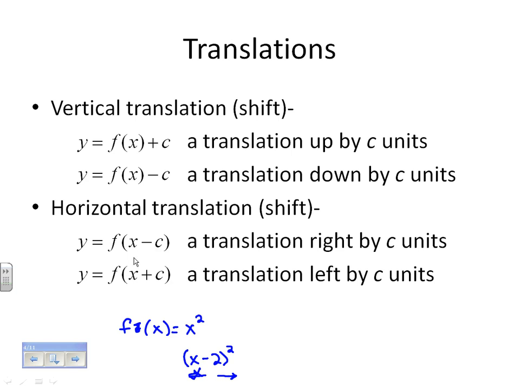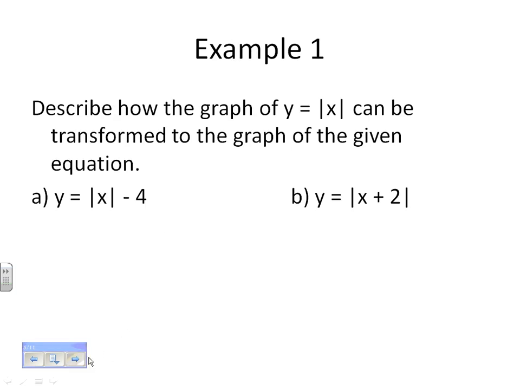All right, so let's look at an example where we're trying to translate. This example says, describe how the graph of y equals the absolute value of x can be transformed to the graph of the given equation. So we just need to say, basically from the previous slide, what is going on here. This is my function. This right here is my f of x. Okay, I am subtracting 4 from my function, my original absolute value function, which means I have shifted down 4.